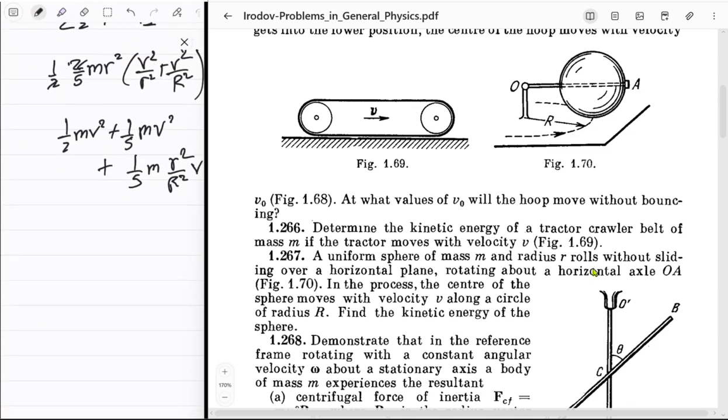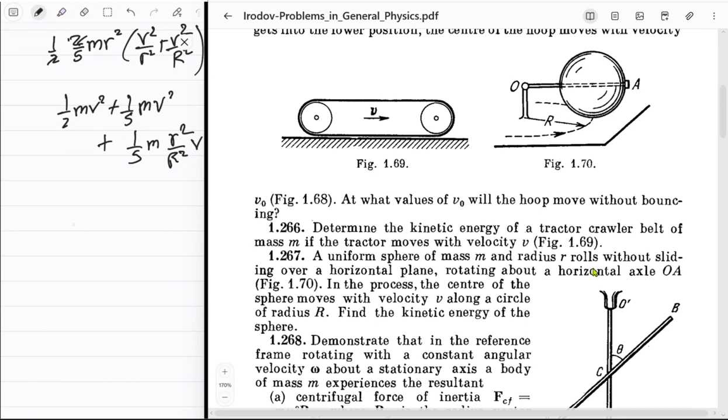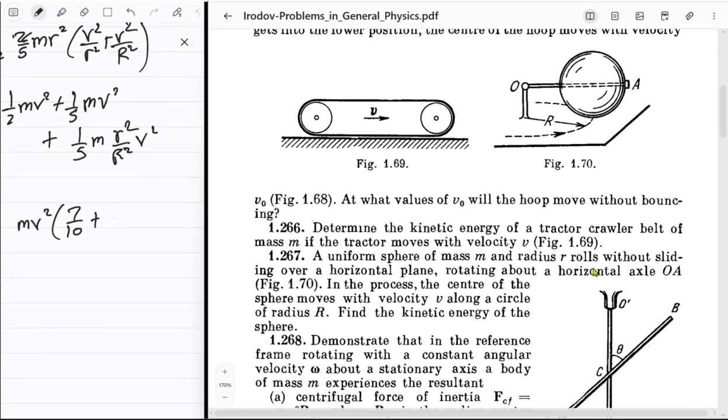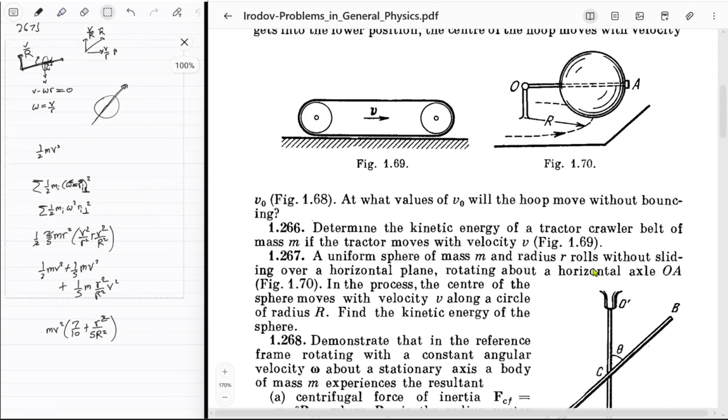That's your energy. So 5 plus 2 is 7 upon 10 mv squared plus, you know what, should take mv squared common, because mv squared, you've got 7 upon 10 and then plus this guy, r squared upon 5 R squared. Cool, that's our energy. Next question.